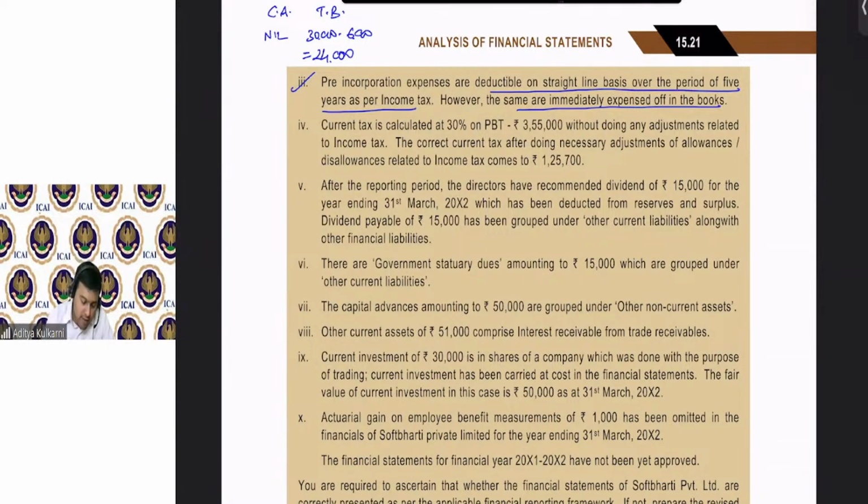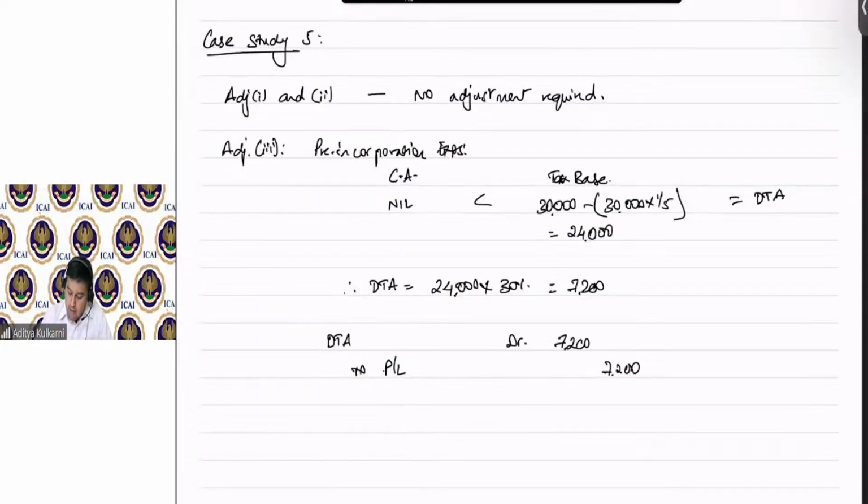Adjustment 1, 2, and 3. Okay, coming to adjustment 4. Current tax is calculated at 30% on PBT, 3,55,000, without doing any adjustment related to income tax. Sir, how is adjustment 3 an asset? How is it a deferred tax asset?